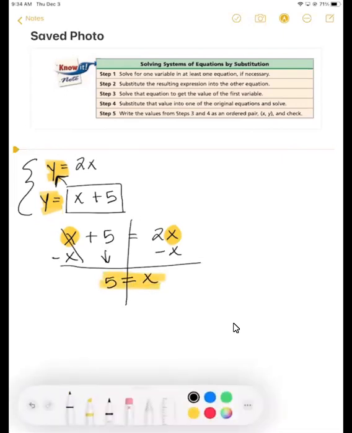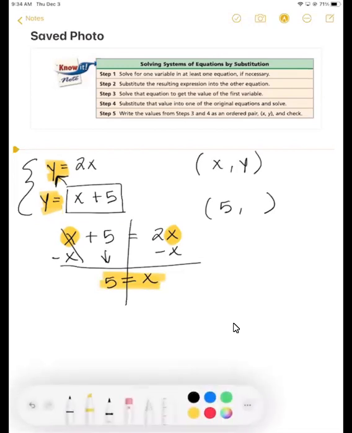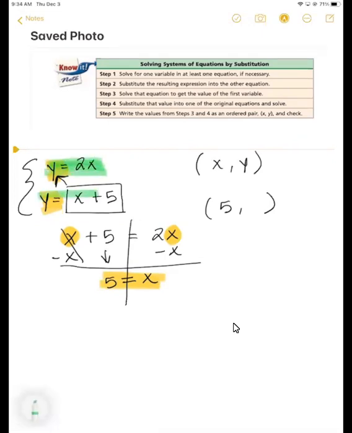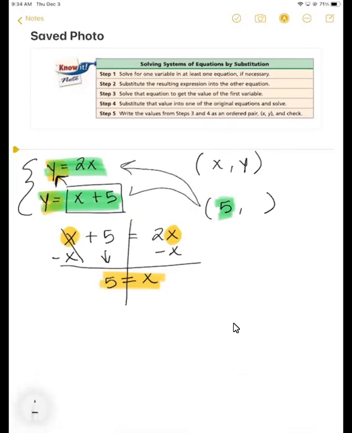All right. So I know I need an ordered pair. So I'm going to go ahead and just put 5 comma and I'm going to leave that side blank. Now we're on to step number 4. It says substitute that value into one of the original equations. So let's be clear that the original equations are y equals 2x and y equals x plus 5. I am going to take the value of x and substitute it into one of these two equations, only one.